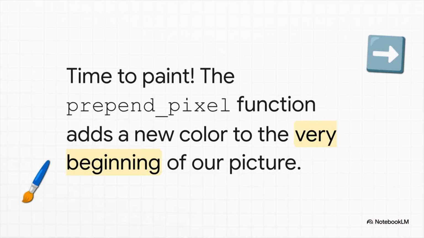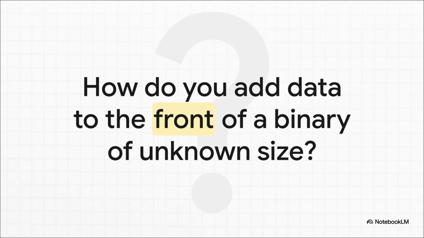Okay, now it's time to actually put some paint on the canvas. We're implementing prepend pixel, which needs to add a new color to the front of our picture. And this brings up a really common challenge you'll face with binary data. Think about it. How do you add something to the beginning of a data structure when you have no idea how big that structure is? It could be huge. This is where Elixir's design is just brilliant.